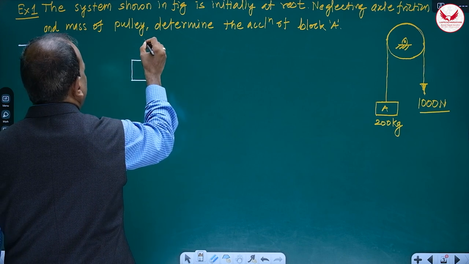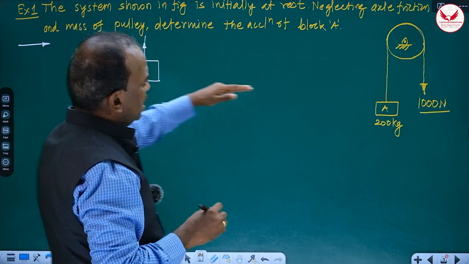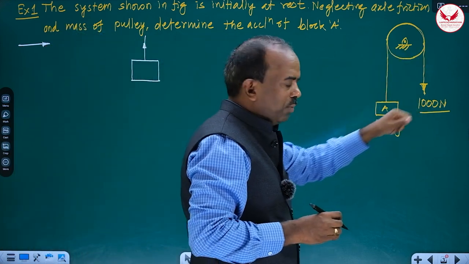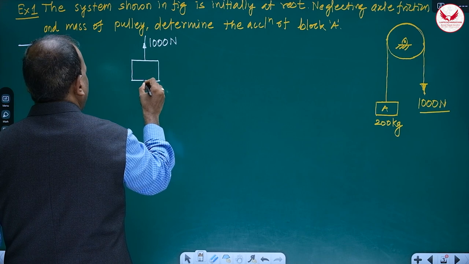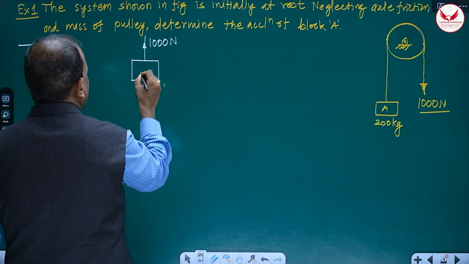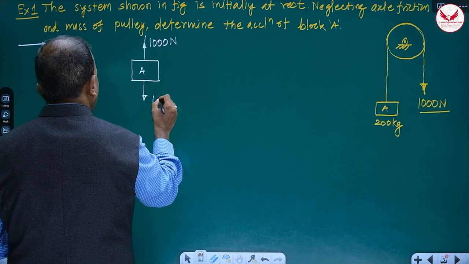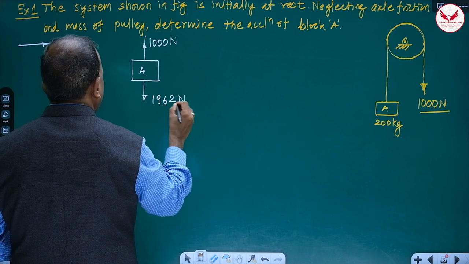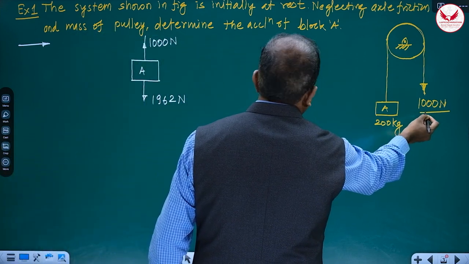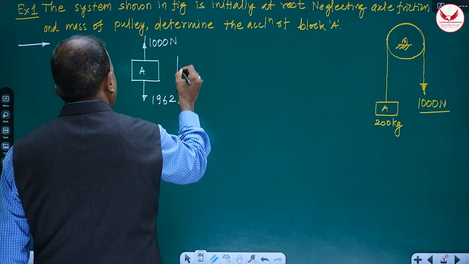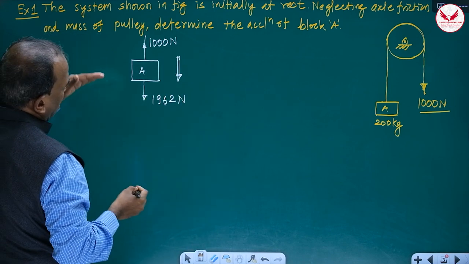Block A, and see that, whatever this tension is there, if you cut this cable, neglecting the axial friction means throughout this tension will be the same, whatever force is applied, it is going to be 1000 newton, and the weight of this A will be 1962 newton. Then because of this, what happens? The weight is more than 1000 newton, hence this object moves in downward direction.